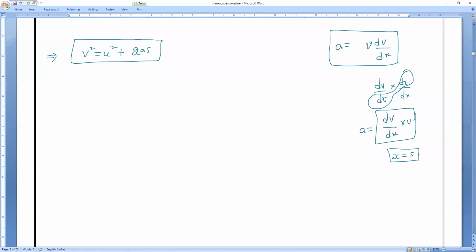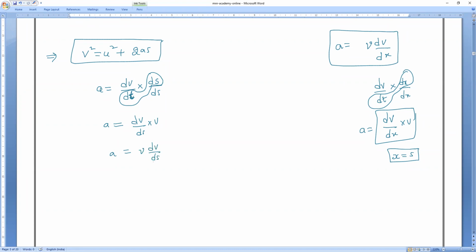So according to that, tell me, acceleration is equal to what? Acceleration is dv by dt. Displacement is ds, so ds divided by dt, what can I write? Dv by ds into velocity. So acceleration a is equal to v dv by ds.